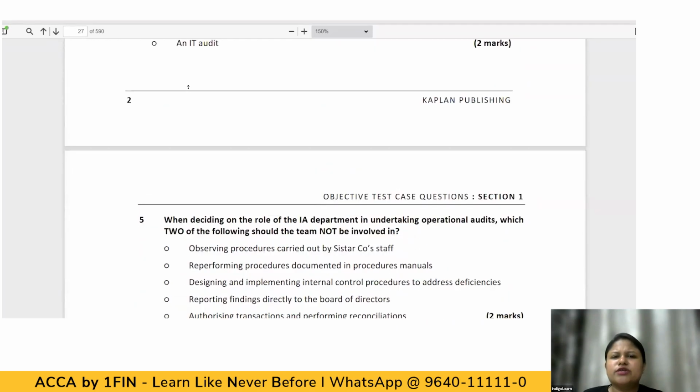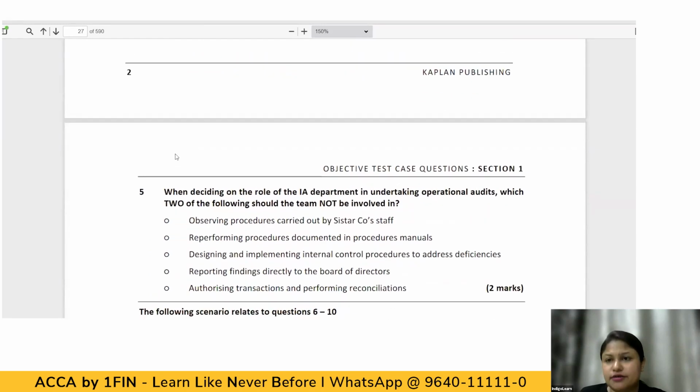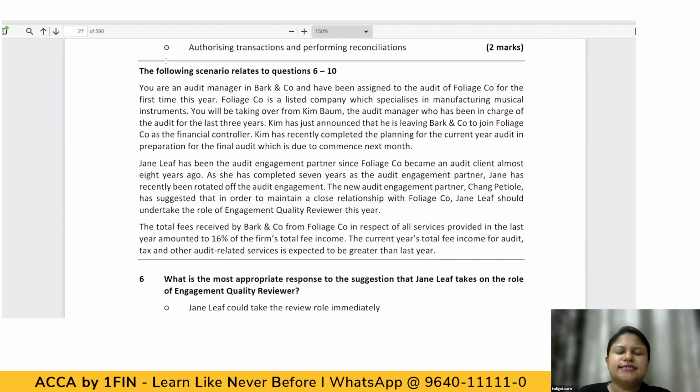So basically this question was a mixture of the corporate governance and also with regard to the internal audit. More they focused on internal audit. Okay, you'll be able to answer this quite easily. Now let us take up the next question.